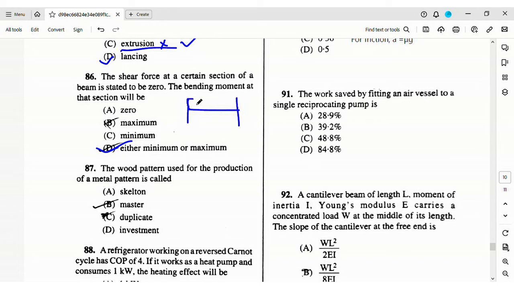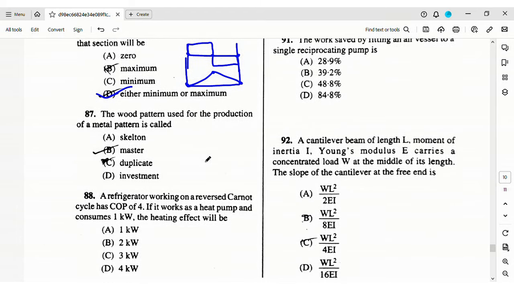The shear force at this point is 0, this point is 0, and this point is 0. But in the other case, if we calculate, at this point the shear force is 0 and the bending moment is 0. Shear force is 0, bending moment is maximum. Shear force 0, bending moment 0. So either minimum or maximum, that option will be correct.